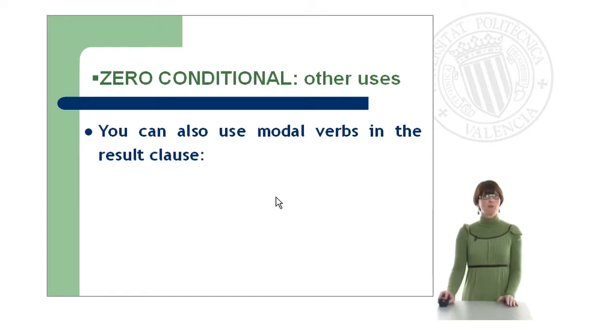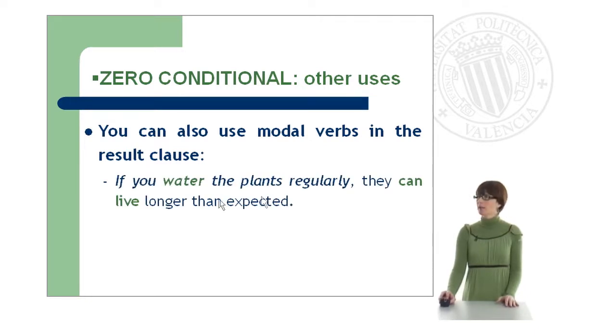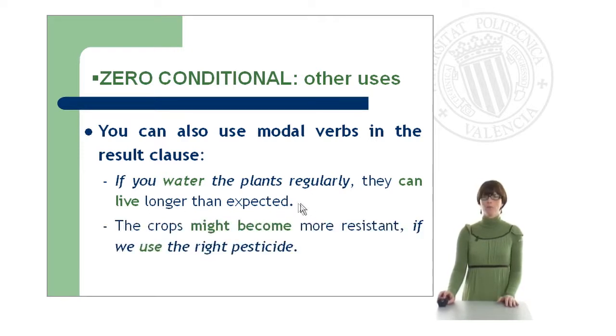Sometimes you can also use modal verbs in the result clause. Let's have a look at an example. If you water the plants regularly, they can live longer than expected. Or, the crops might become more resistant if we use the right pesticide. In these two sentences, we have the modal verb can, here they can live longer, and the modal verb might, both in the result clause. And we always use the present simple in the if clause, water and use.